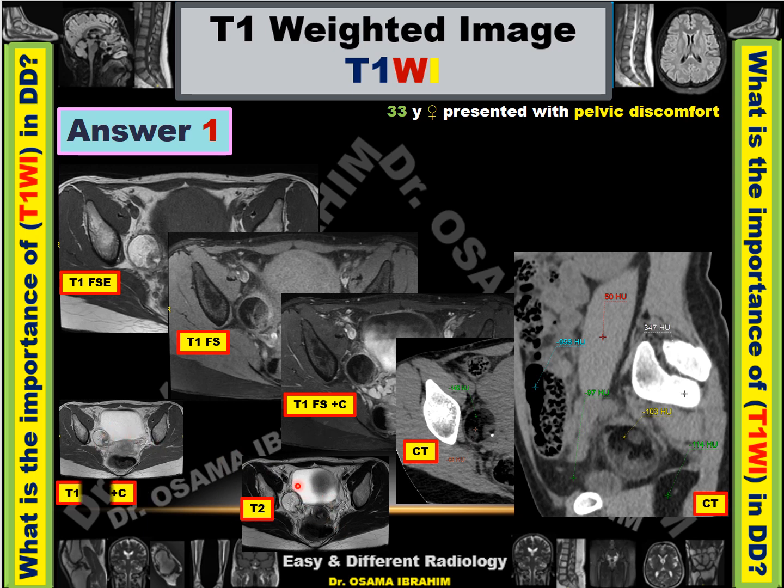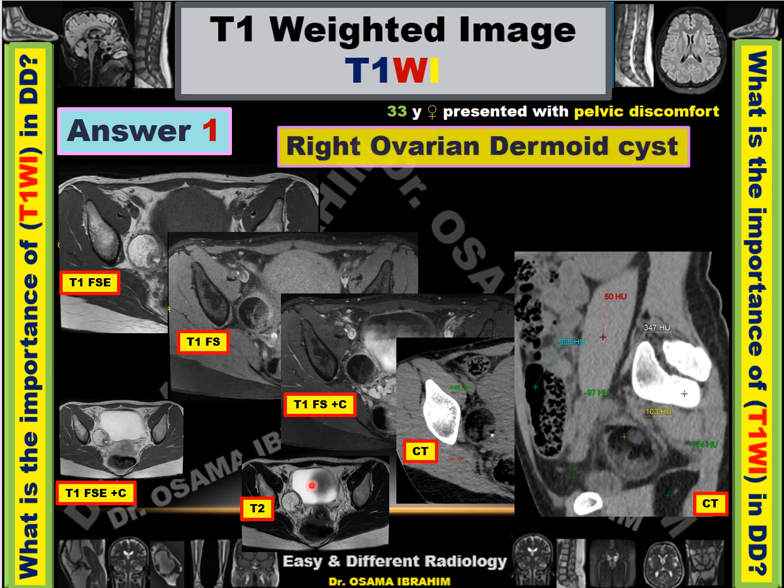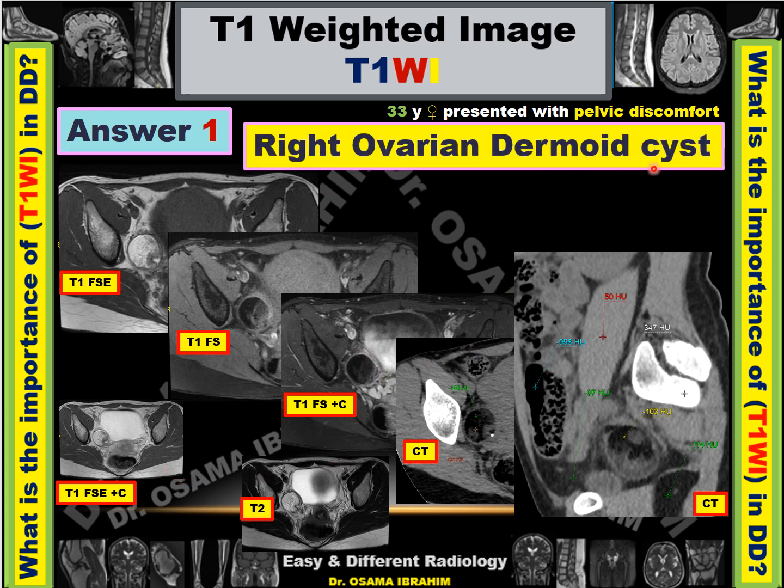However, the T2 and the T1 with contrast fast spin echo without suppression have only a little role in the diagnosis of this fatty lesion, because here the urinary bladder is filled with contrast. So this is T1 fast spin echo, because the fat in the subcutaneous region is still bright. So the final diagnosis is right ovarian dermoid cyst, and the main sequence which diagnoses it is the T1 and the fat suppression sequence.